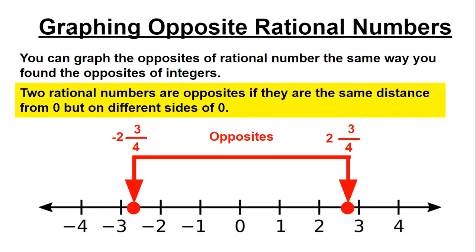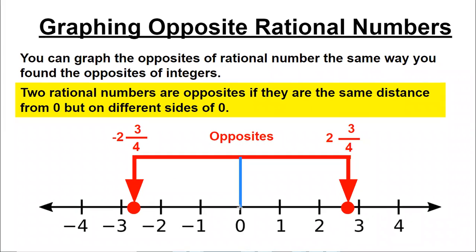So I could draw a little line here, straight down, and say that this distance, let me get an arrow here, from here to here is the same as this distance from here to here. They're opposites. That's the definition of an opposite.